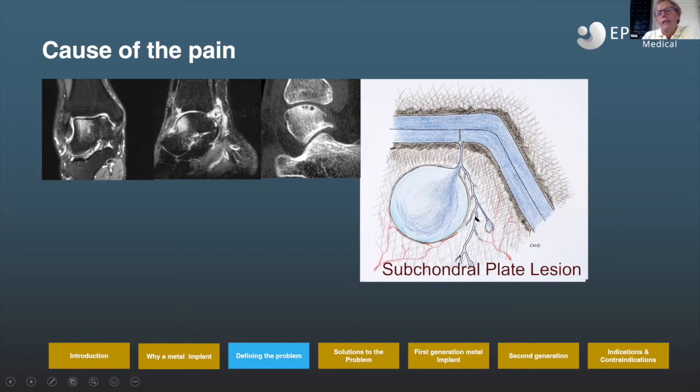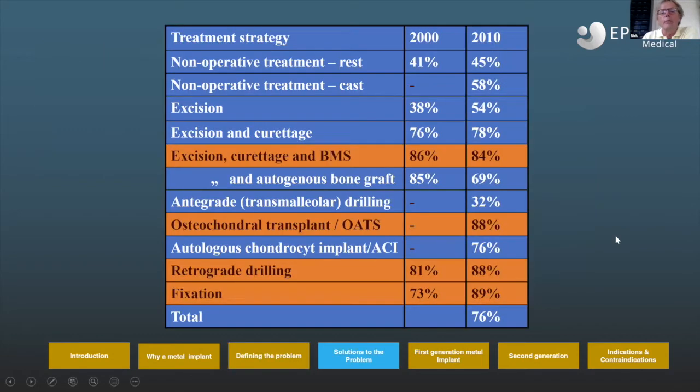And there's nerve endings in the bone, so this pressure is detected by the nerve endings, and that's the reason for this deep ankle pain in these patients.